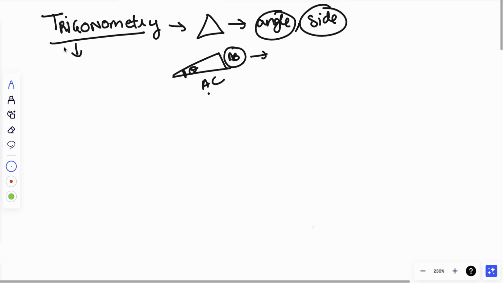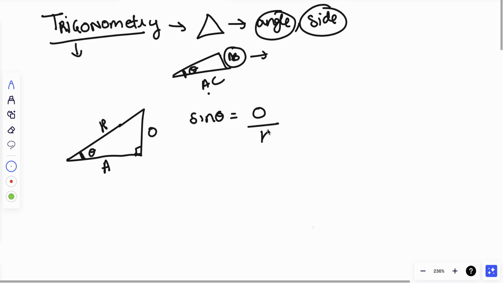Yeah. So when we look at trigonometry, what do we know? Let's start with what we already know, right? This is a right angle triangle. This is the angle theta. This is the opposite side. This is the adjacent side. This is the hypotenuse side. We already know that sine theta is equal to opposite upon hypotenuse. What is cos theta? Cos theta is equal to adjacent upon hypotenuse. What is tan theta? Tan theta is equal to opposite upon adjacent, right? These three things we know.